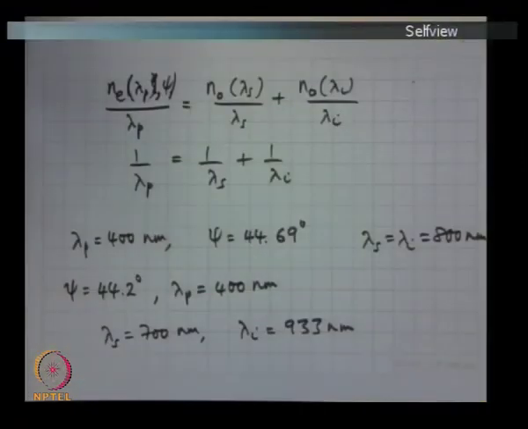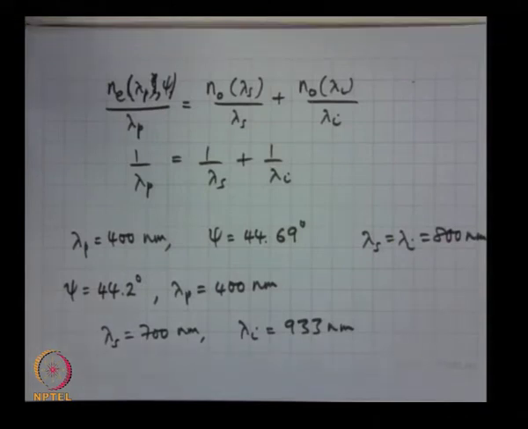So if I take this KDP crystal, launch light at 44.69, it will be an amplifier for 800 nanometer wavelength. If I choose my angle at 44.2 degrees, it will amplify either the 700 nanometer or 933 nanometer. It can amplify either of them. It is my nomenclature to call one signal and the other idler.